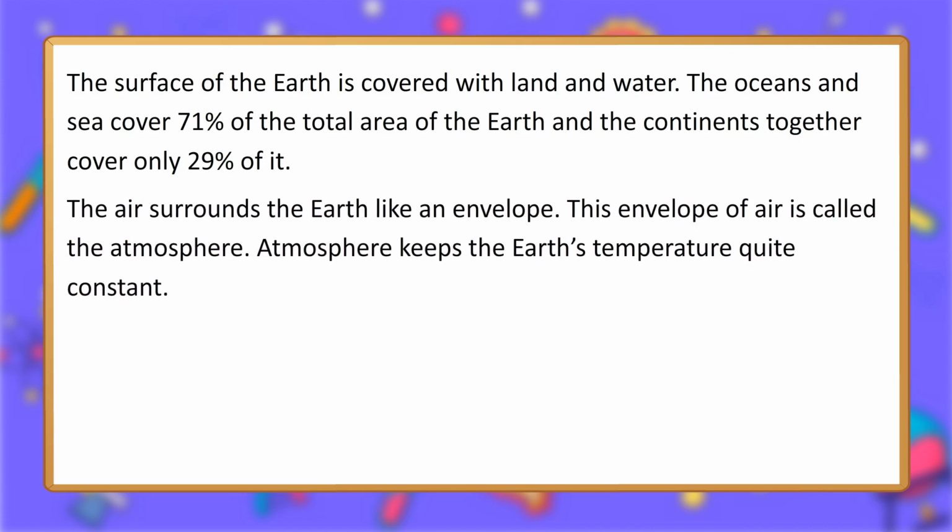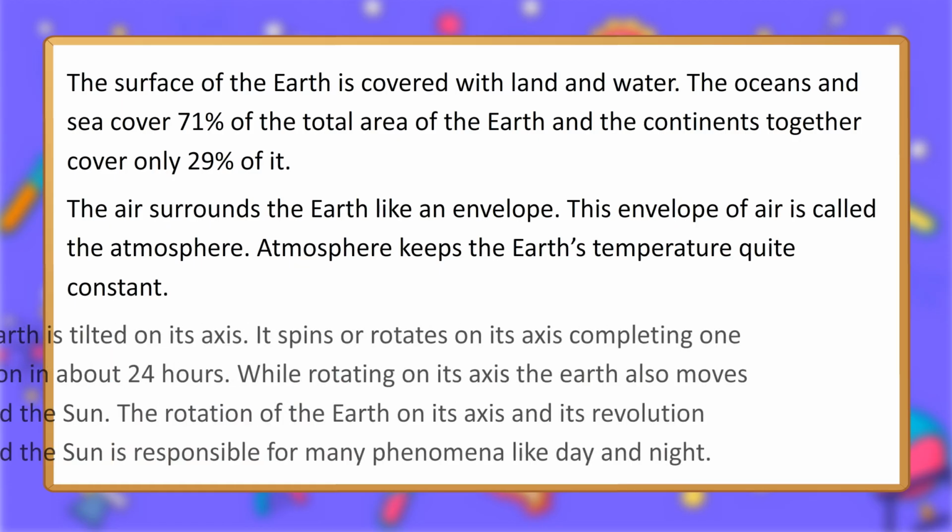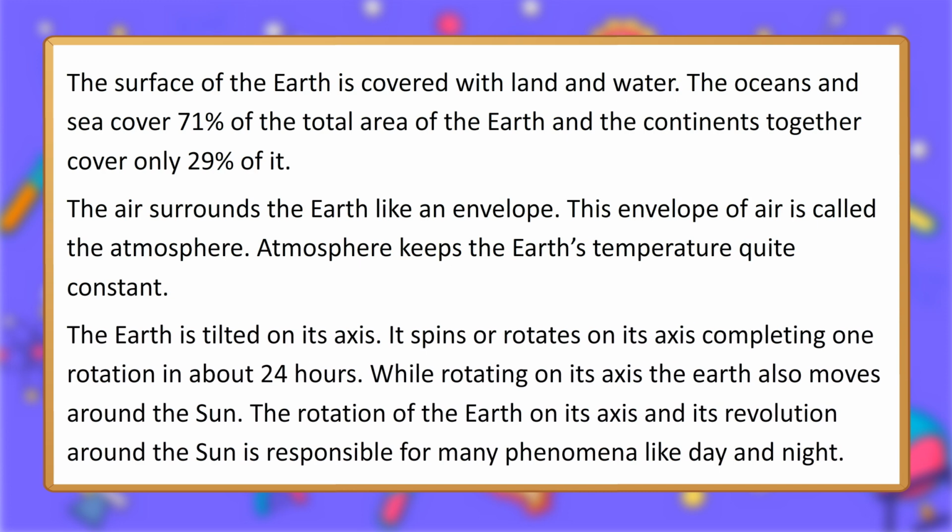of it. The air surrounds the Earth like an envelope. This envelope of air is called the atmosphere. Atmosphere keeps the Earth's temperature quite constant. The Earth is tilted on its axis. It spins or rotates on its axis, completing one rotation in about 24 hours.